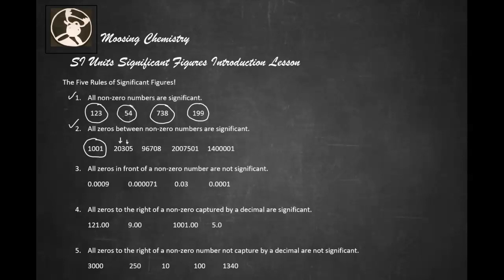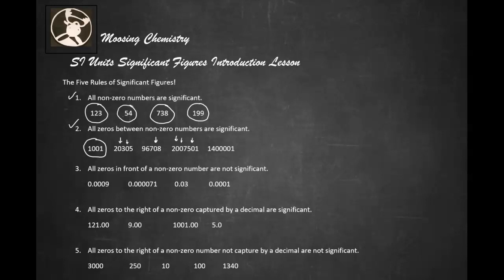Look at the 0 on this one right here. It's between the 7 and 8, so that makes it significant. The zeros here, look at the 0 here, and look at the 0 here, and this 0 here. All these zeros are significant because they're between non-zero numbers.